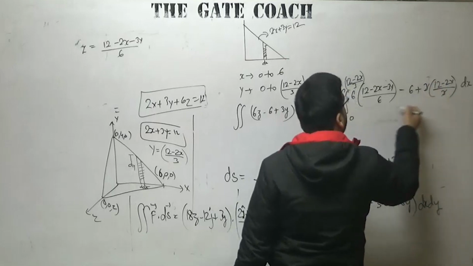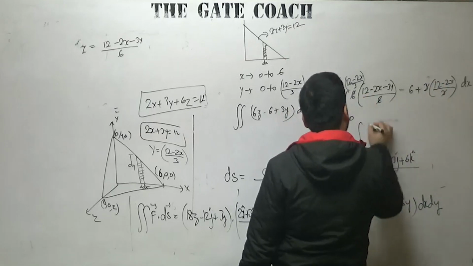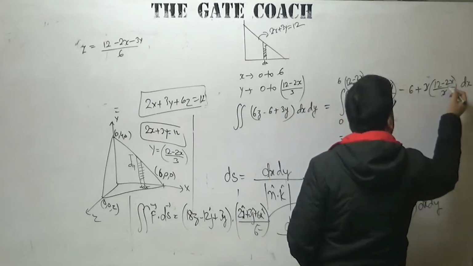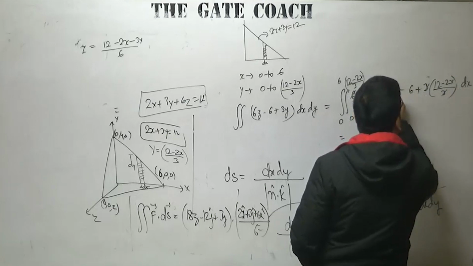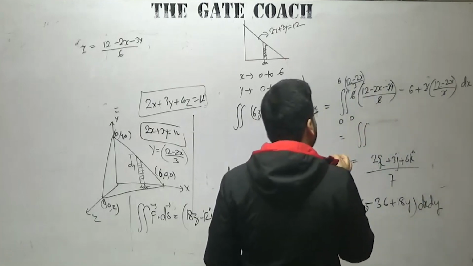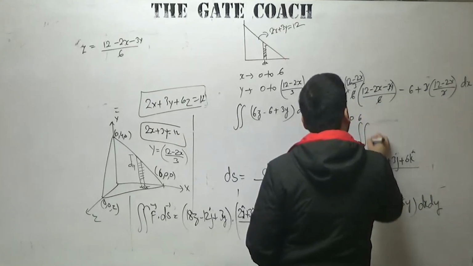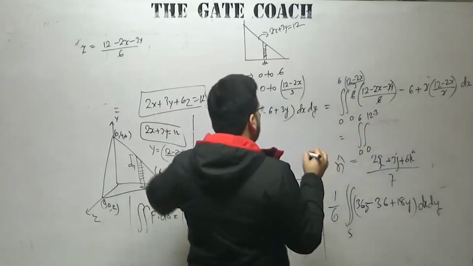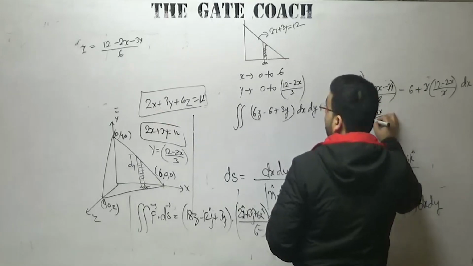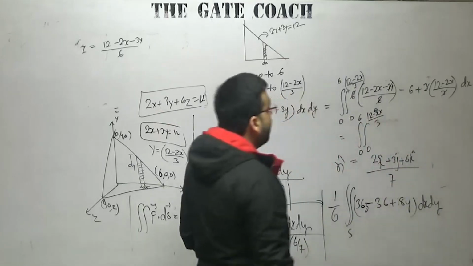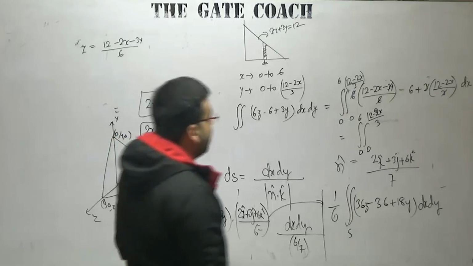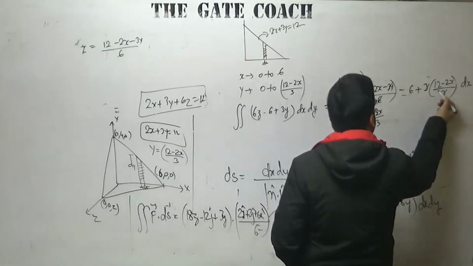So 3 gets cancelled out from here, 6 gets cancelled out from here. It will be double integral of 3y, not 3y, this is 2x, sorry, yes, 2x and 2x, this is minus 6 here, so it will be 6 minus, double integral from 0 to 6, 0 to 12 minus 2x divided by 3, not 3x. So we have 6 got cancelled out. Then we have this 6, right? So minus 6 plus 12 is plus 6.